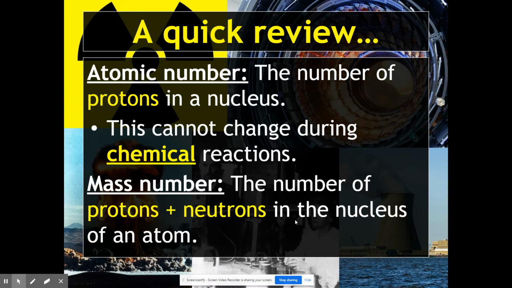Other things you should know: the atomic number is the number of protons in a nucleus. This cannot change during chemical reactions, but it does change during nuclear reactions. Again, atomic number does not change in chemical reactions, but it does change in nuclear reactions. Mass number is the number of protons and neutrons in the nucleus of an atom.